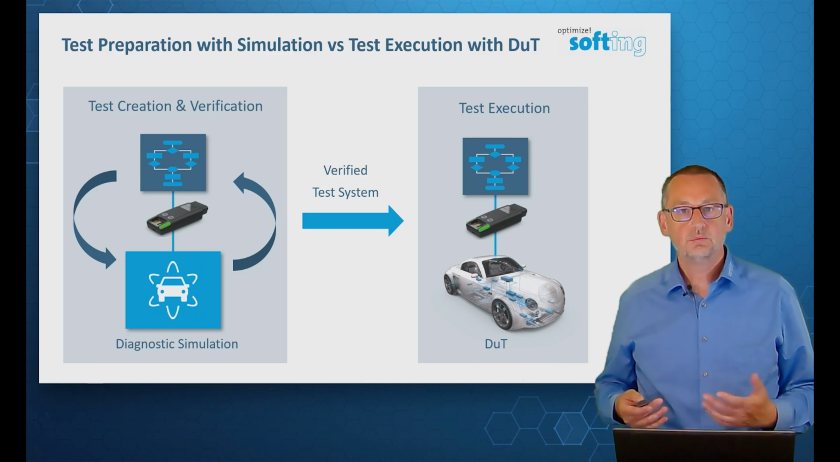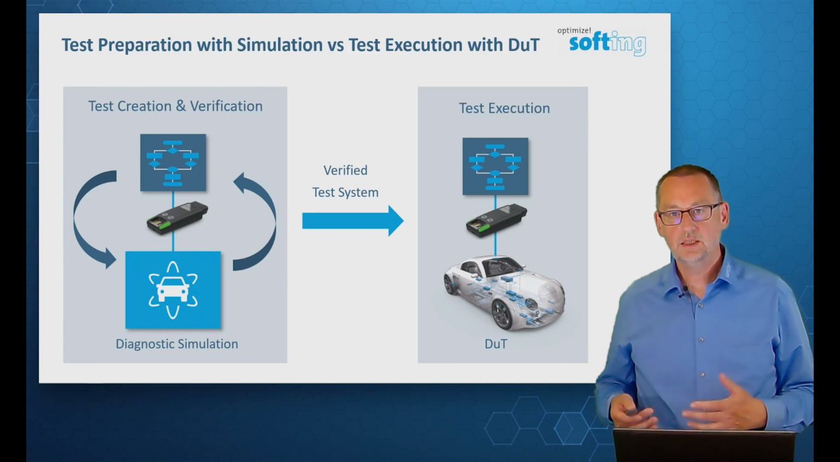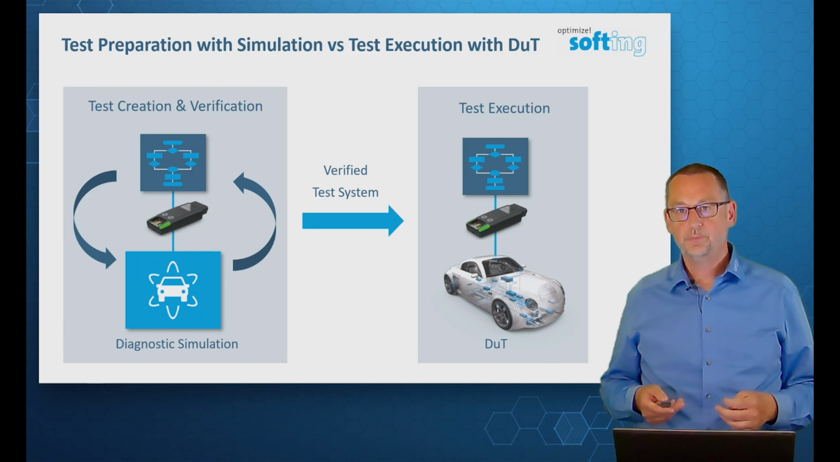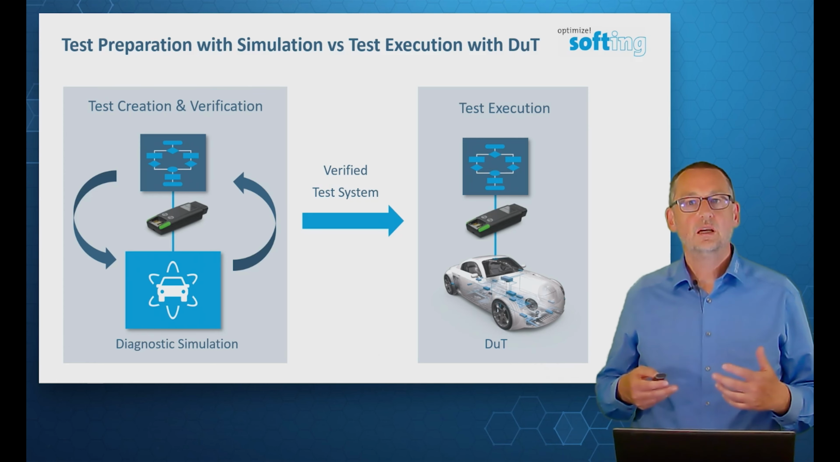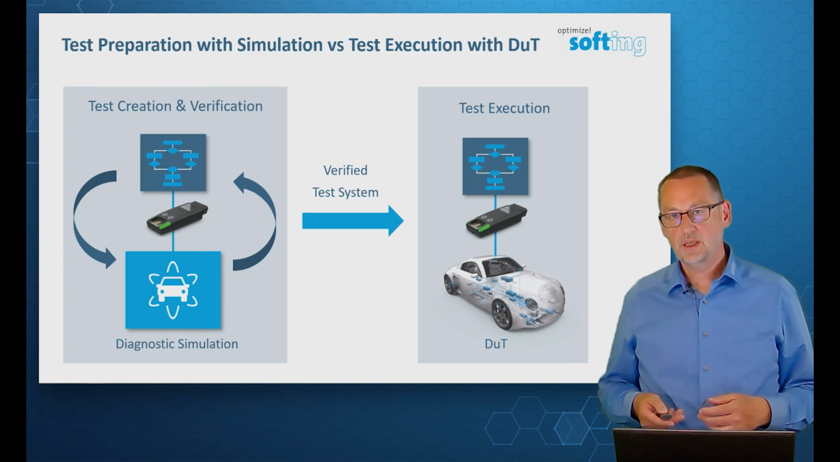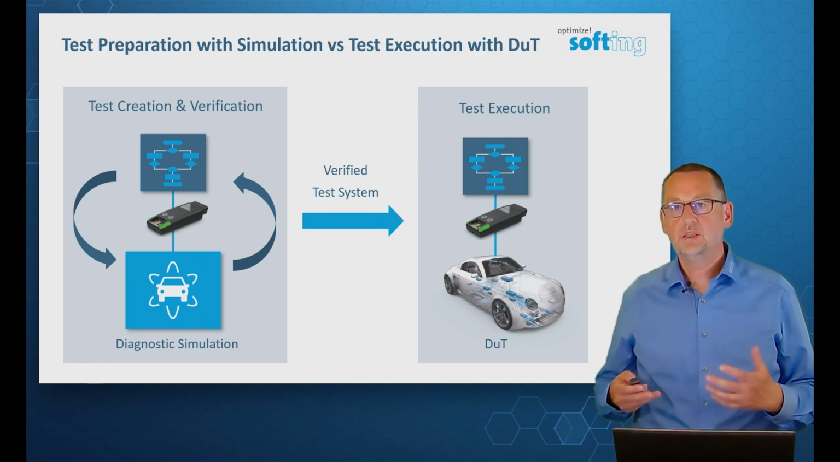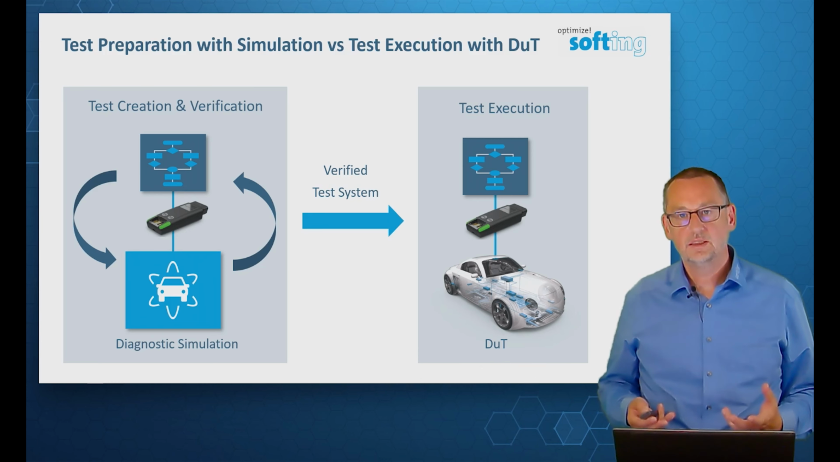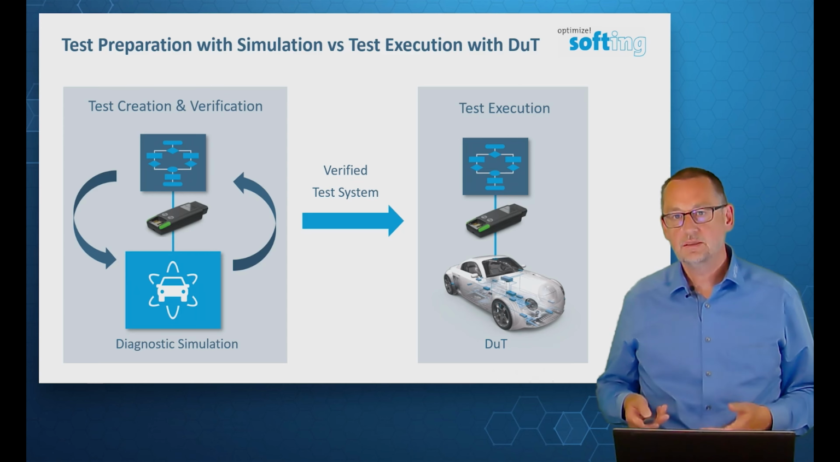To overcome this problem, the test system is validated using a simulated vehicle system or single control unit. The simulation is created preferably based on the ODX specification. Once the device under test arrives, the test can be conducted. Errors can be clearly attributed to the device under test, eliminating the need for rework in the test system.